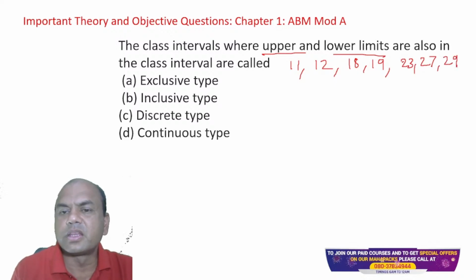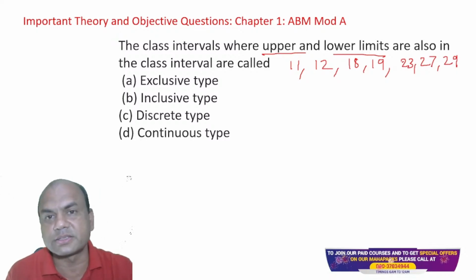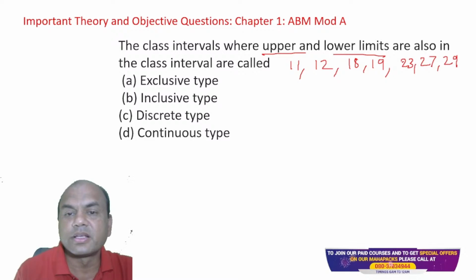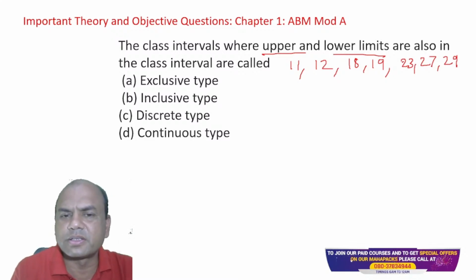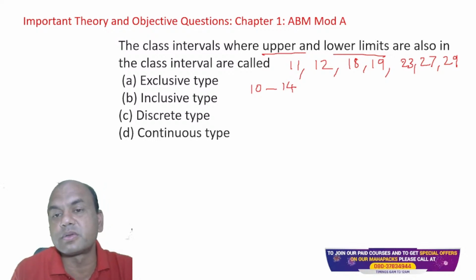Now I have to arrange these numbers in classes. So how will I arrange them? See, let me start with a simple one. I can arrange it this way: 10 to 14, and there I'll write both inclusive. 10 is also included and 14 is also included.